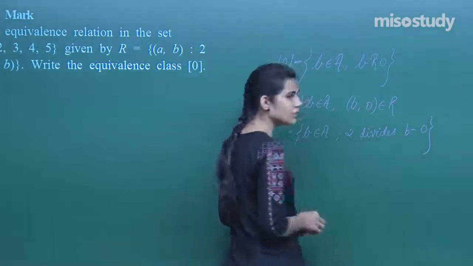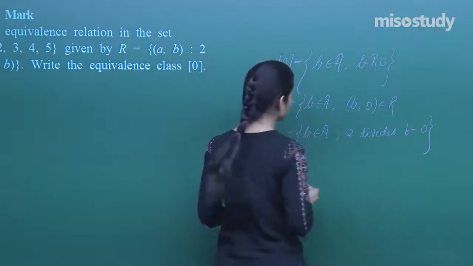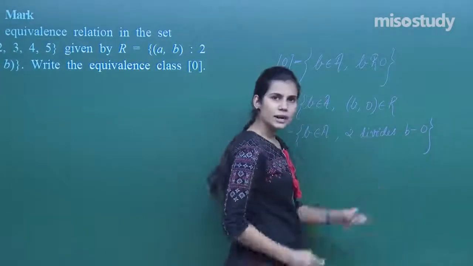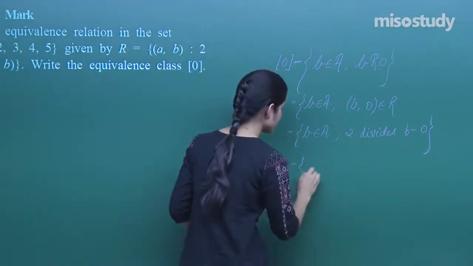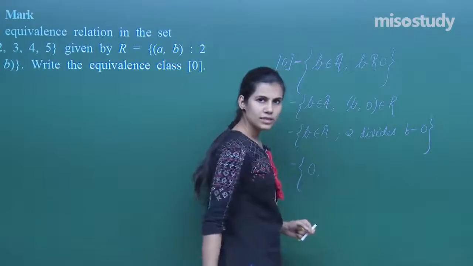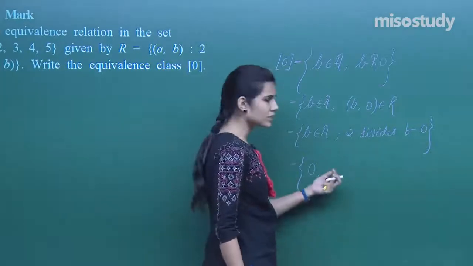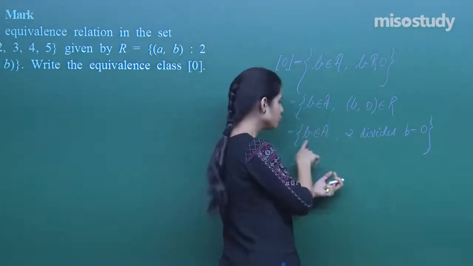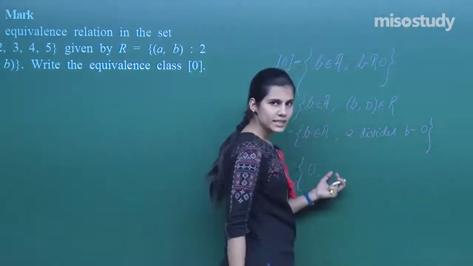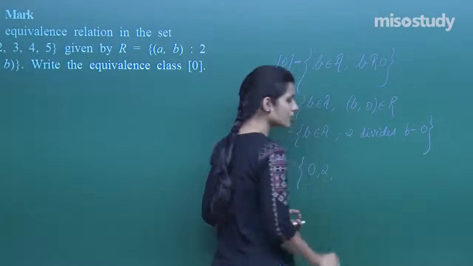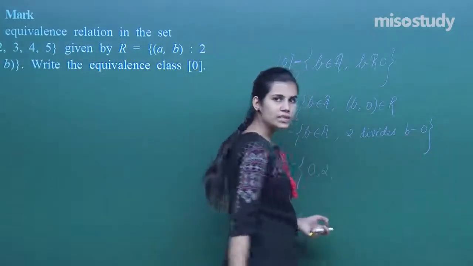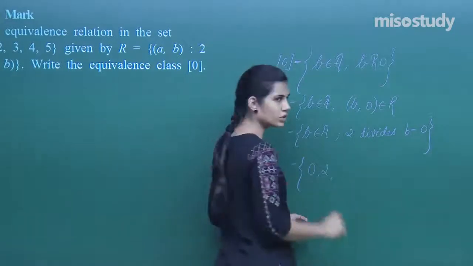Elements in set A are 0, 1, 2, 3, 4 and 5. Does 2 divide 0 minus 0? Yes. Then 1. Does 2 divide 1 minus 0? Does 2 divide 1? No. So 1 cannot come inside this set. Then 2. 2 is one of the elements in set A. Does 2 divide 2 minus 0? Yes, 2 divides 2. So 2 is going to come over here. Another element is 3. Does 2 divide 3 minus 0? That is, does 2 divide 3? No. So 3 will not come over here.